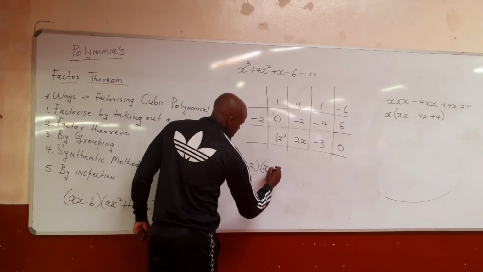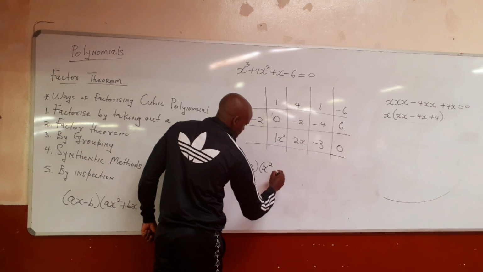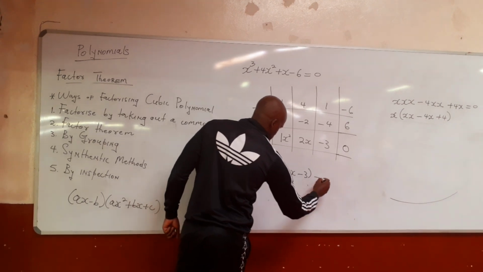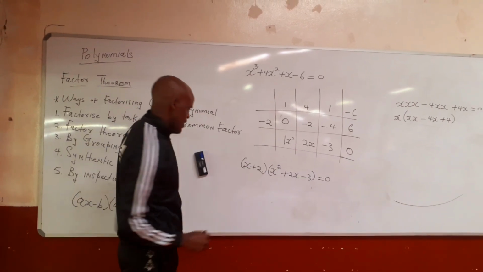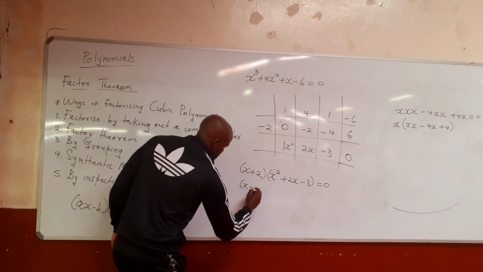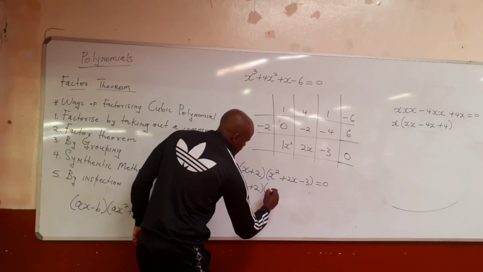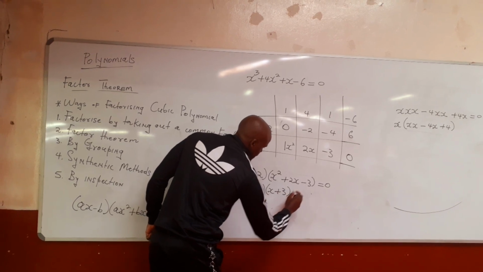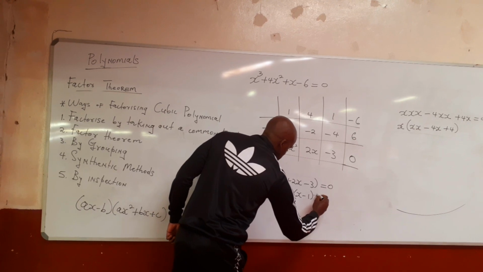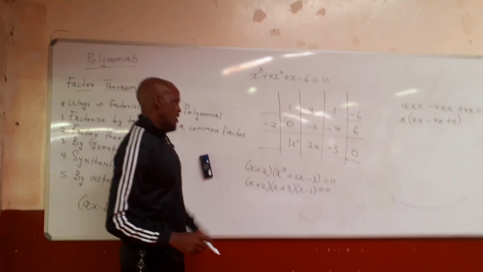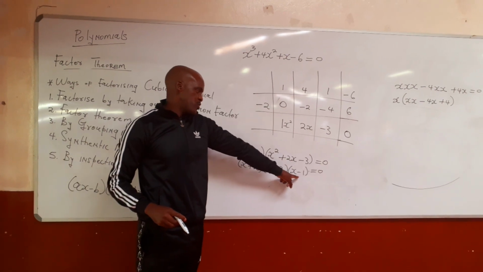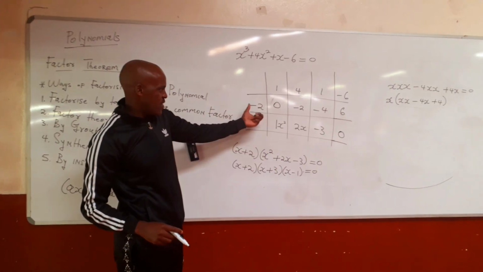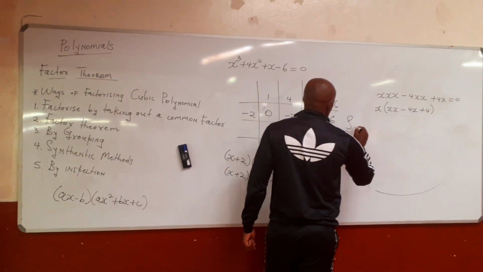So this will be our quadratic, which is x squared plus 2x minus 3 equals 0. Let's factorize the second bracket. It's x plus 2 into x plus 3 into x minus 1. This is equal to 0, which means we were not supposed to put minus 1 there, we were supposed to put positive 1 in the place of that. But that's how to factorize using what we call the synthetic method.